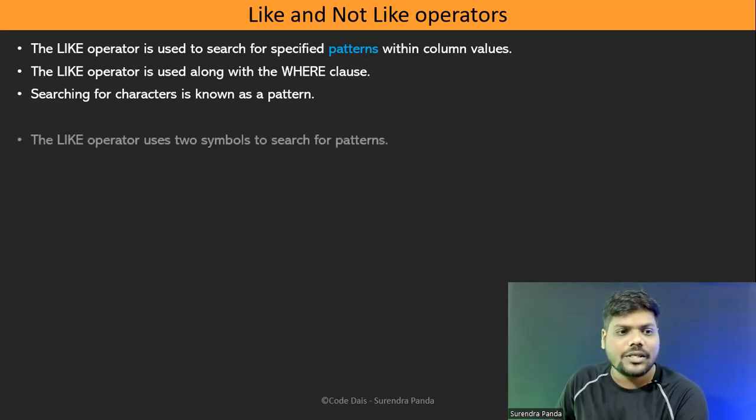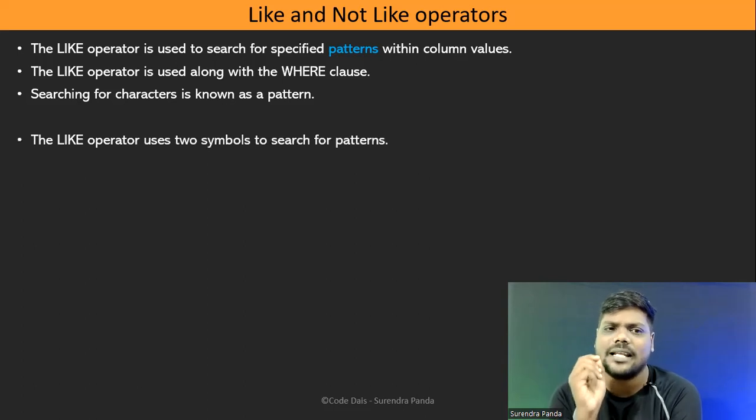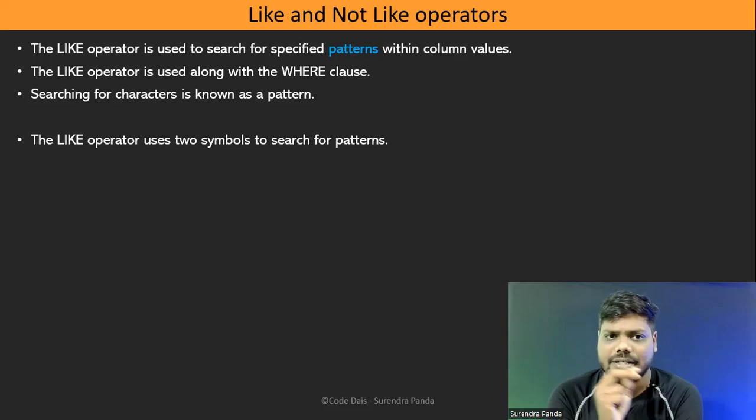Fine, sir. So here, the LIKE operator basically uses two different symbols. In the LIKE operator, we use two different symbols to search the patterns. What are the two symbols? One is underscore, another one is the percent symbol. We'll use how many symbols? One is underscore, another one is the percent symbol.